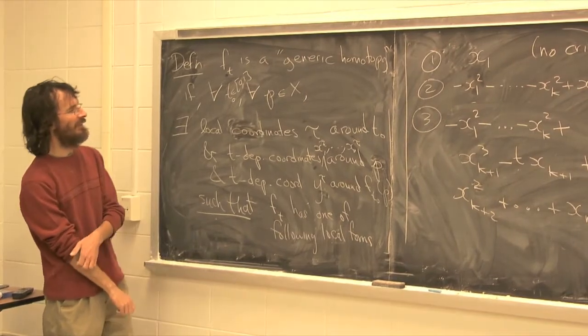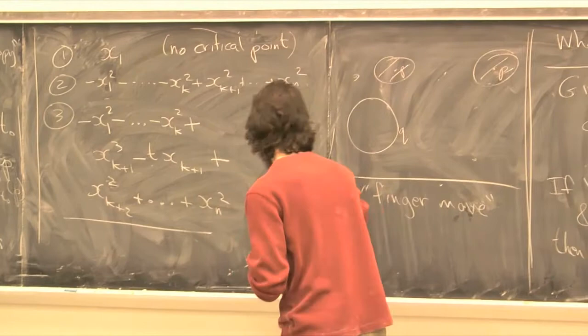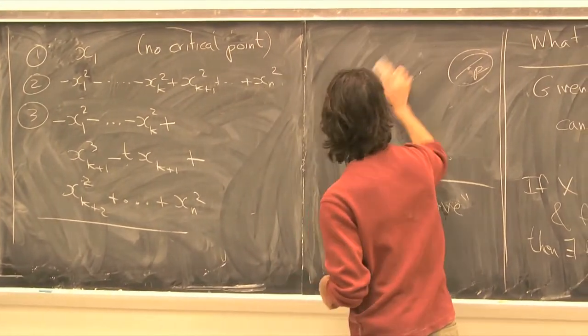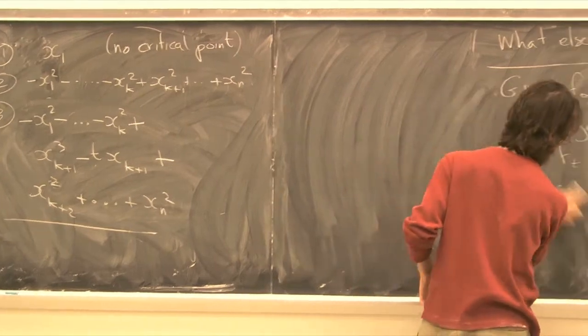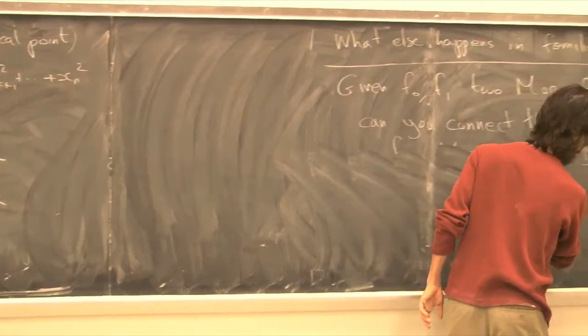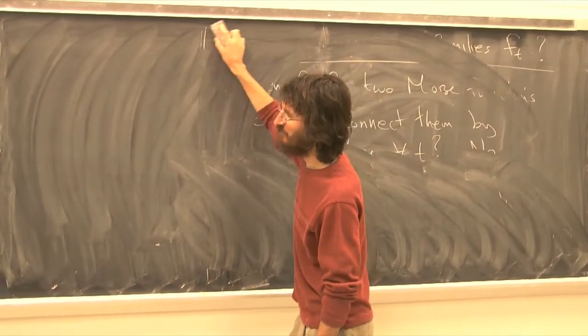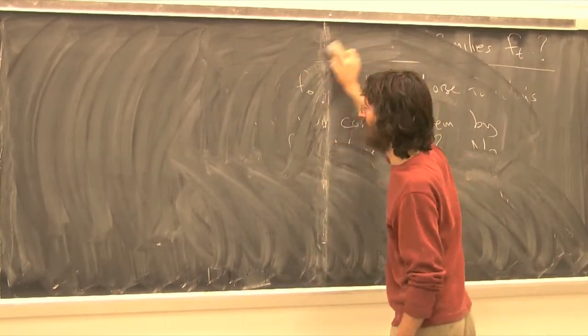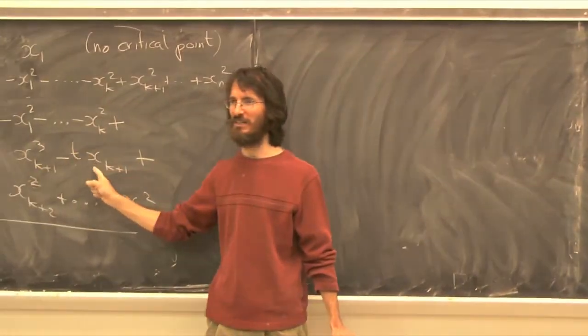So, pay attention to that in the case where n equals 1 and k equals 1, in which case these aren't here and these aren't here, and this is just the x cubed minus tx.